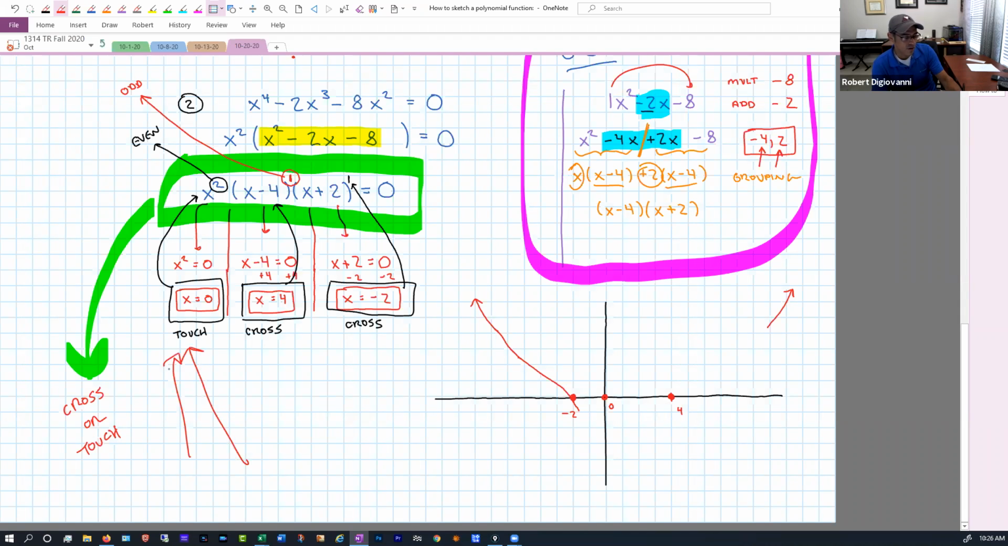I have to touch, right? So that means I'm going to go up, I'm going to turn back up, I'm going to touch it and kind of bounce off that x-intercept. That wasn't very good. Try it again. That's a little better. And then I've got to go back and go through and cross through at the 4.